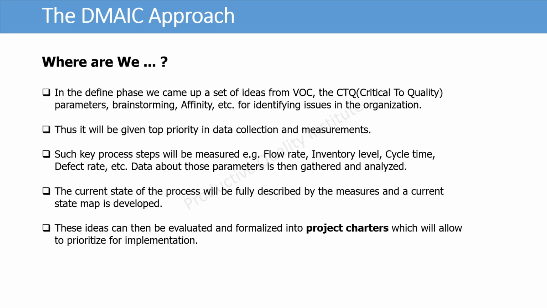Therefore, it will be given top priority in data collection and measurements. Such key process steps will be measured, for example, flow rate, inventory level, cycle time, defect rate, etc. Data about those parameters is then gathered and analyzed. The current state of the process will be fully described by the measures, and a current state map is developed. These ideas can then be evaluated and formalized into project charters, which will allow priorities for implementation.